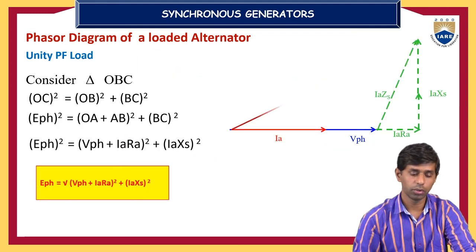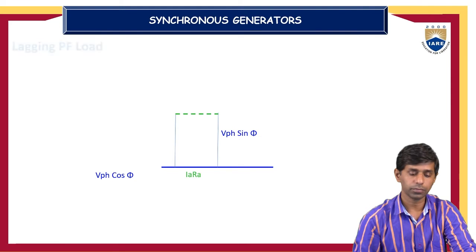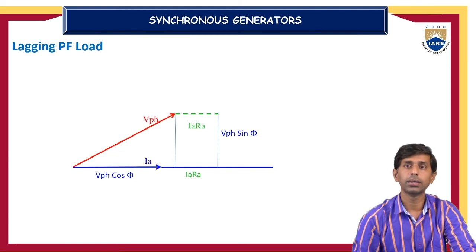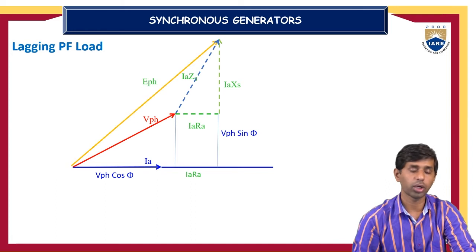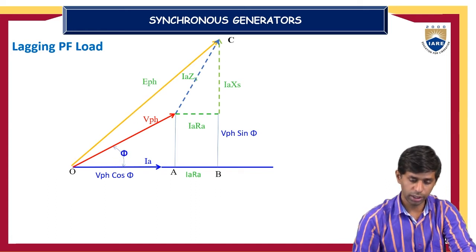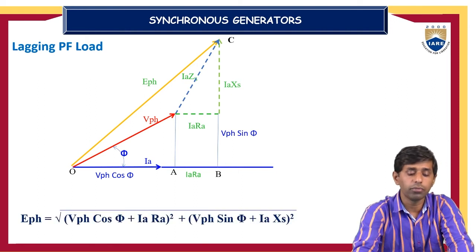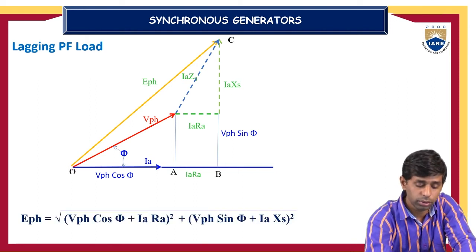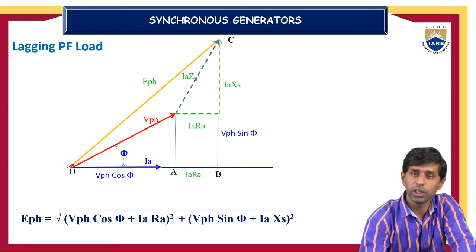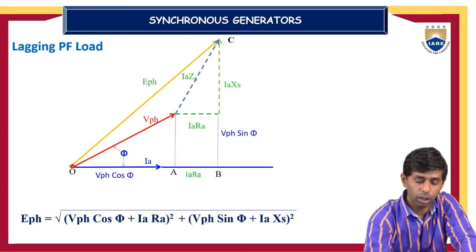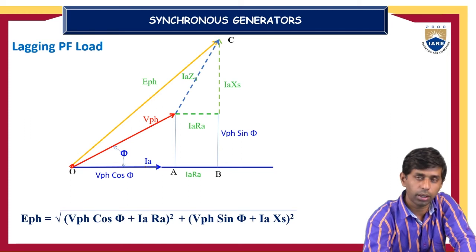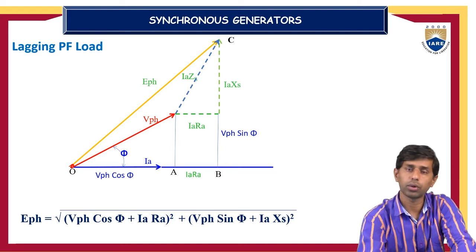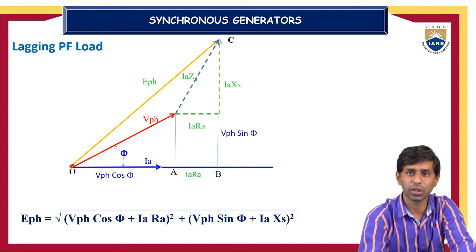Similarly, when the alternator is loaded with lagging power factor loading condition, take V phase as the reference vector, and let us take the IA armature current as a reference vector, or you can also take V phase as a reference vector.